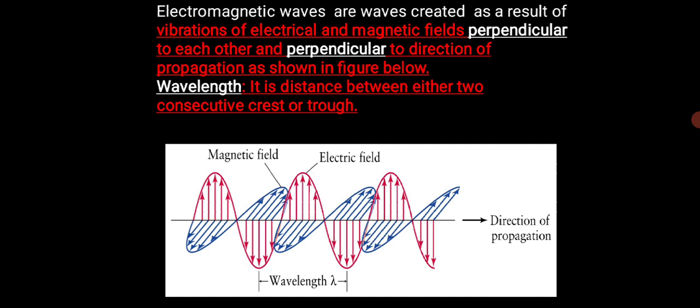The red one is the electric field vector and the blue one is the magnetic field vector. Both are perpendicular to each other and perpendicular to the direction of propagation. And as per the diagram, the distance between two crests or troughs is called the wavelength.